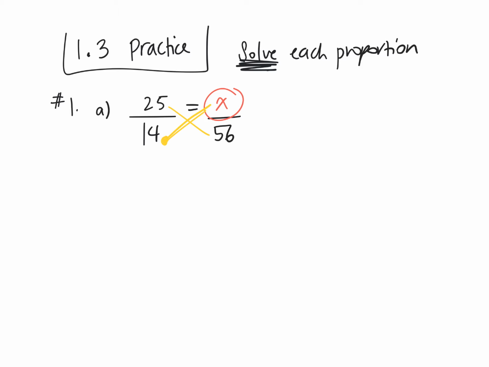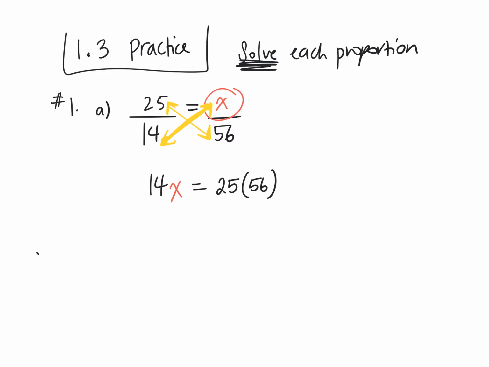It means I'm taking this number and multiplying it by this number. In that case, it's not a number, it's a variable. So the way we write 14 times X, we just write it as 14X. When you have a number next to a variable, that means multiplication. Then I'm taking 25 and multiplying it by 56. So I'm going to put 25 bracket 56.